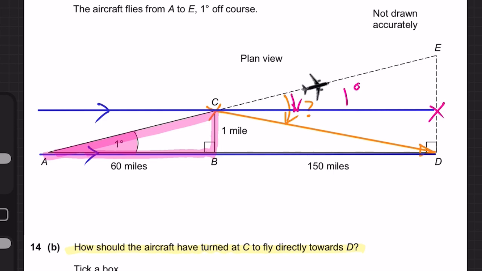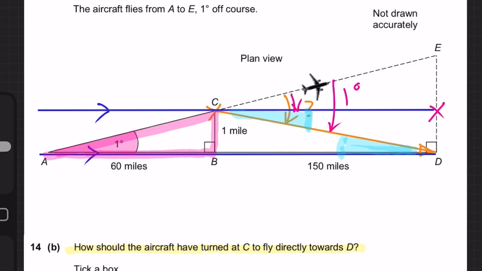We want to go down to D, so it has to turn a little bit more. And the question is, how much more? So we're going to use another angle rule here. If we look at the angle here, we can see this angle must be less than the angle over here, because this base is so much longer. And then using the angles in the parallel lines, we can see this angle here, because they're alternate angles, is the same as the other blue one.